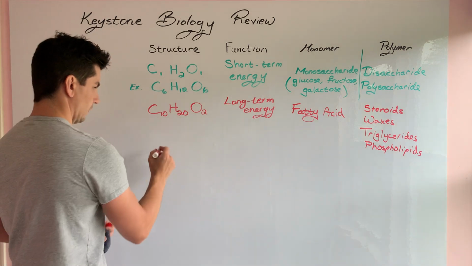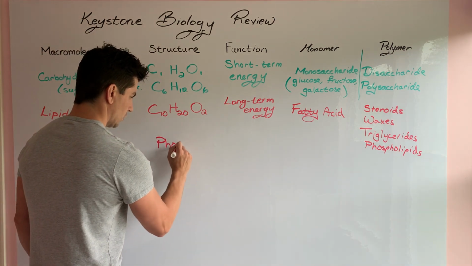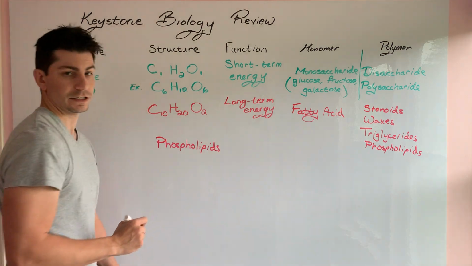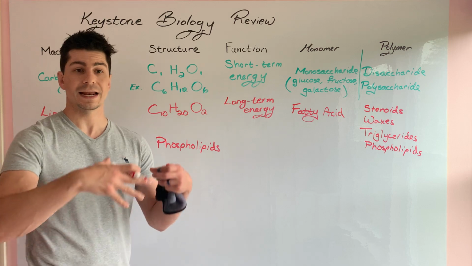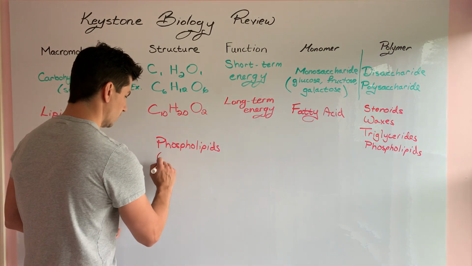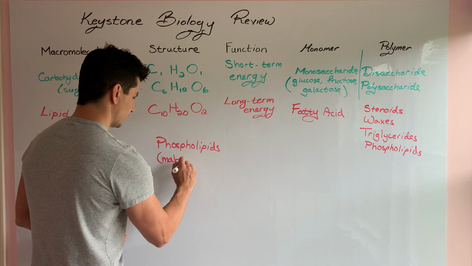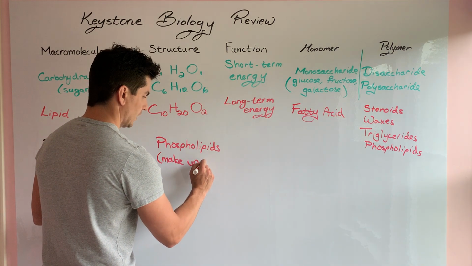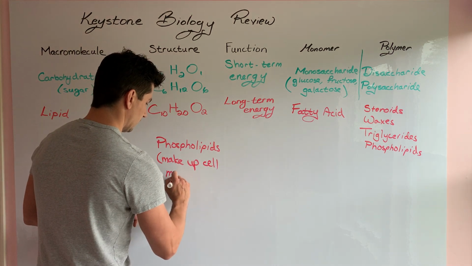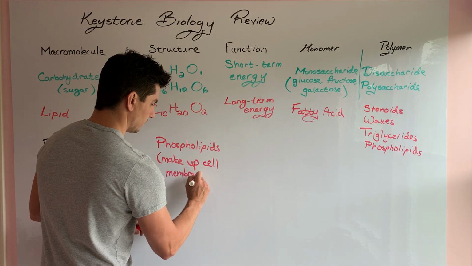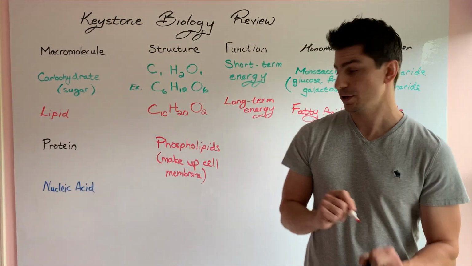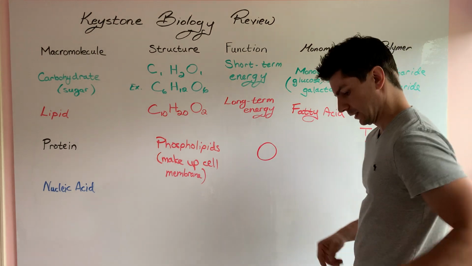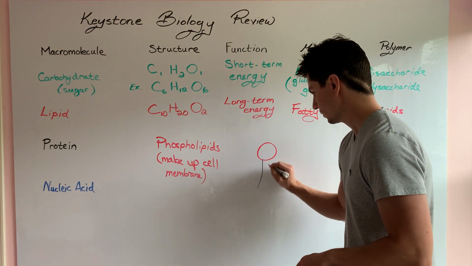Now, in a phospholipid, we are going to have two different parts. And this is going to help us make up our cell membrane, make up that covering for our cells. So phospholipids make up our cell membrane. And actually, you have a double layer of phospholipids making up your cell membrane. So in our phospholipid, we're going to have two different parts. We're going to have a head, and then the other part is going to be a tail.